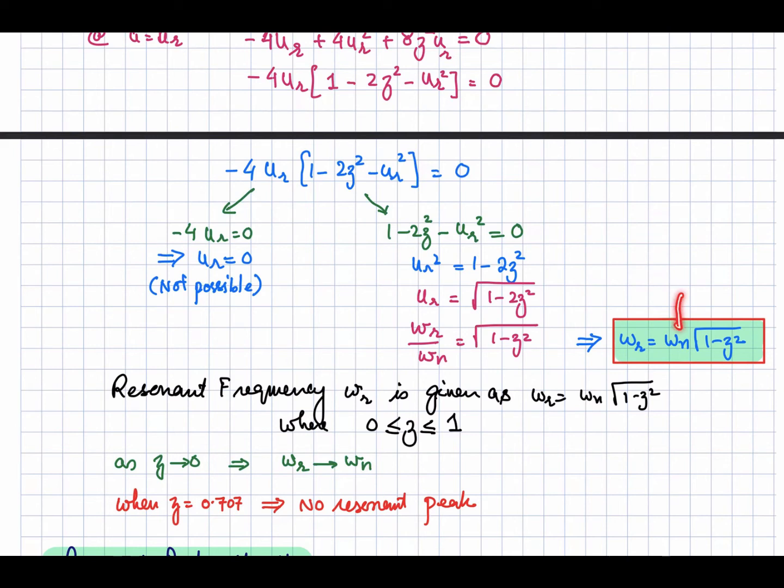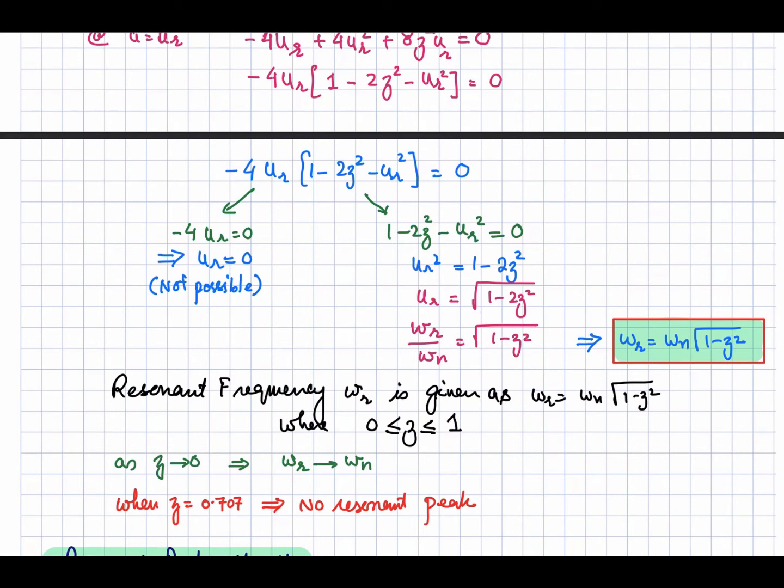So this is the resonance frequency, the frequency at which the resonance peak is going to occur, and that will be calculated by knowing the value of the omega n. So square root of 1 minus zeta square will be less than 1, because the zeta is less than 1. So your resonance frequency will be smaller than the natural frequency.